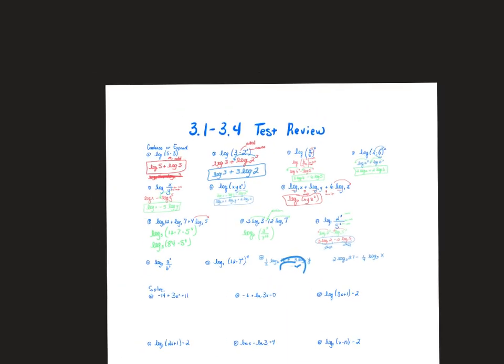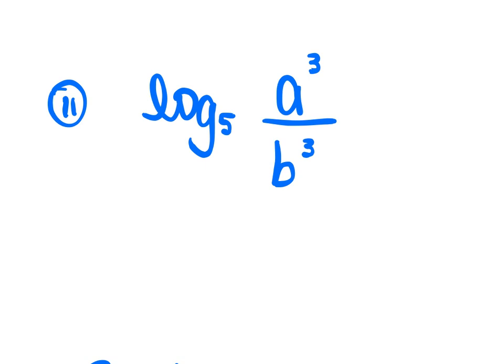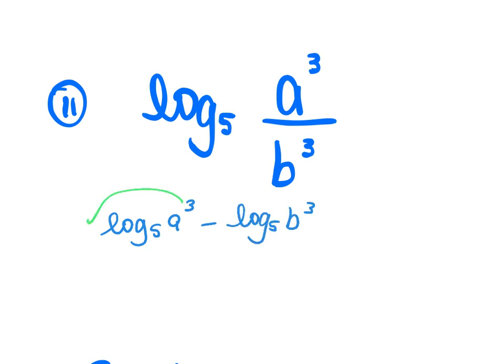So if we move on down here to number 11, right? Simple, guys. 3's are going to become coefficients. Division becomes subtraction. So I'm going to rewrite this as log base 5 of a to the 3rd minus log base 5 of b to the 3rd. Some of you are going to say, can I skip this step? If I know that I'm going to put them out in front, absolutely. But just make sure that you don't forget anything when you skip steps. Make sure of it.